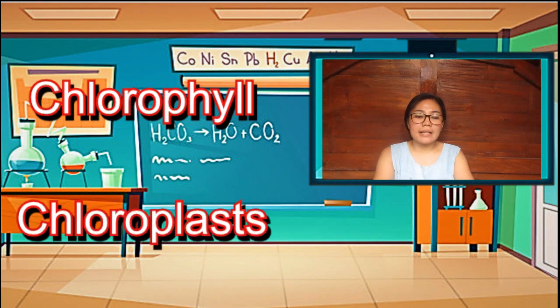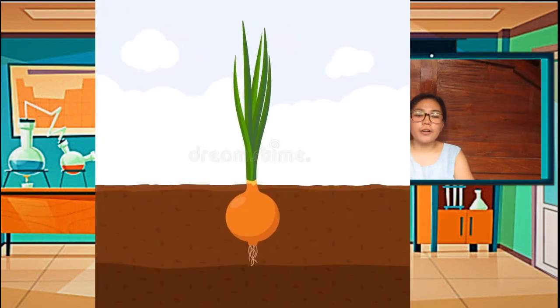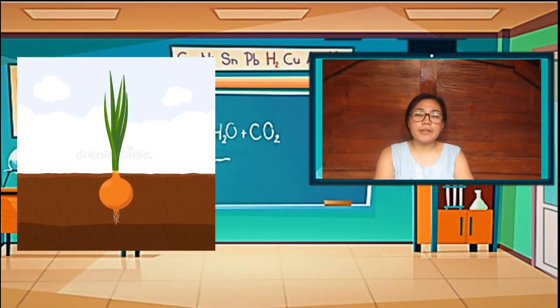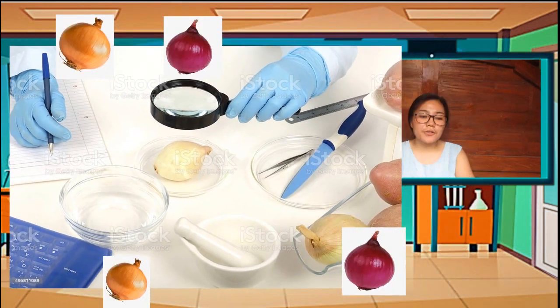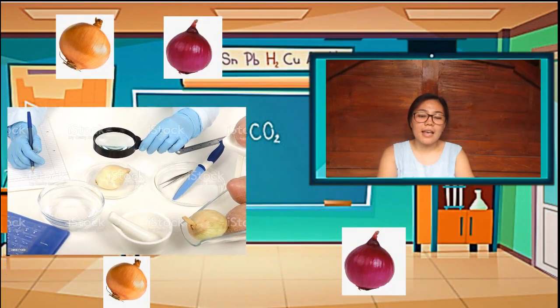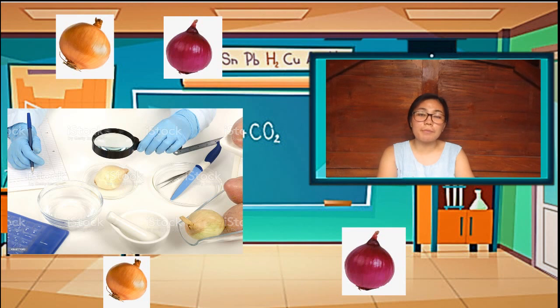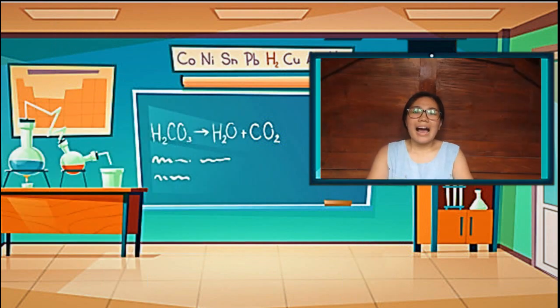Chlorophyll and chloroplasts are responsible for photosynthesis and are therefore only present in the leafy part of the onion, which is above the ground, and absent in the bulb, which is below the ground. Onions are used because they have large cells that are easily visible under a microscope, and the preparation of a thin section is very straightforward.